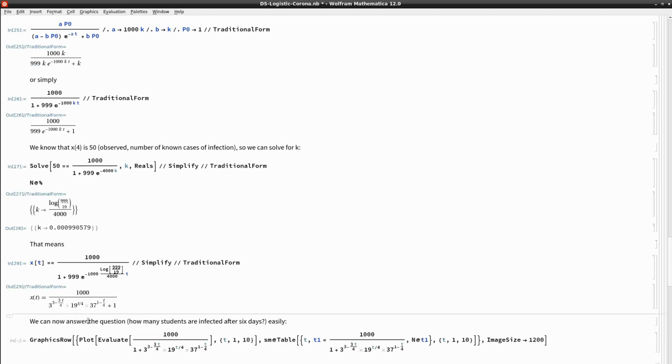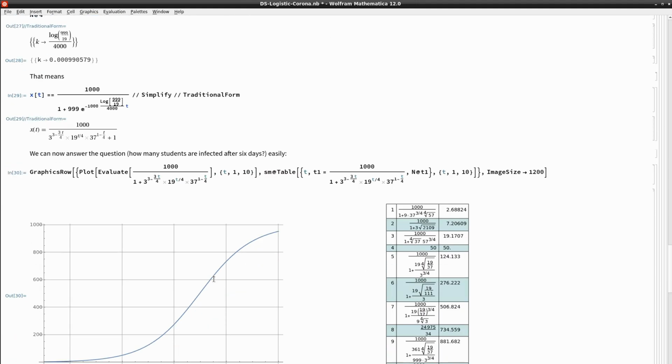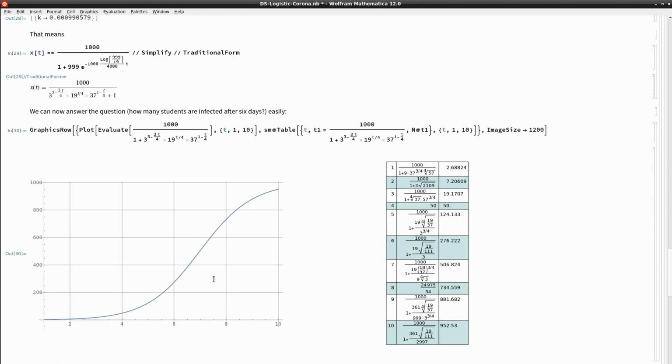And now it's easy to answer the question how many students are infected after 6 days, because all we need to do is plot the function or create a table. Okay, so the answer to the question is on day 6 it's 276, and we get it for every day. We started with 50 infected people on day 4.